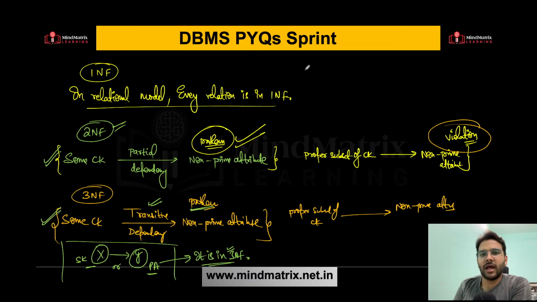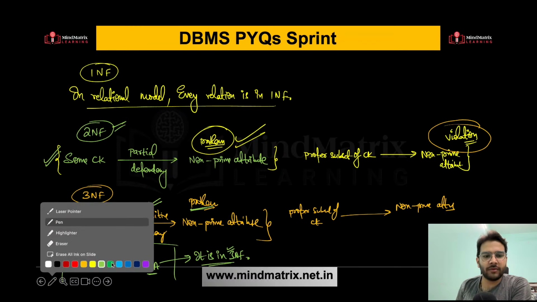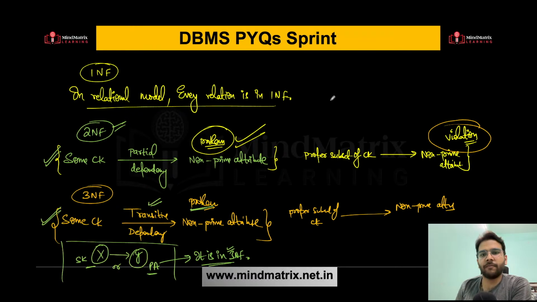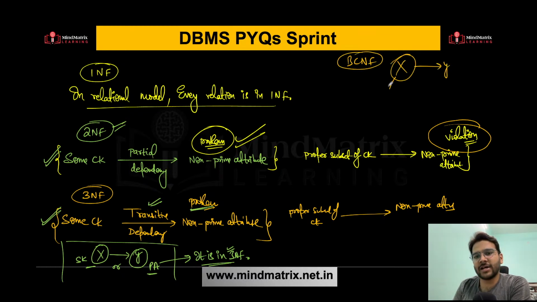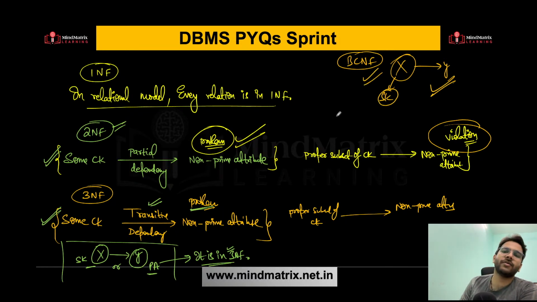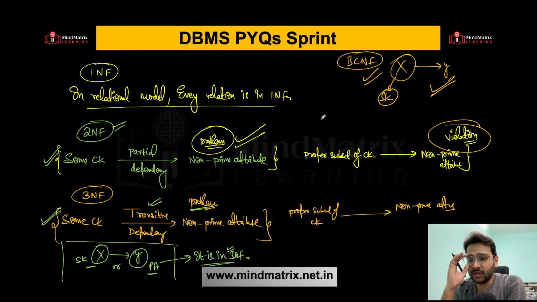Is this clear? And what about BCNF? What about BCNF now? In BCNF, it is very simple. If you have X determines Y, X has to be a super key. If this is the case, then it is in BCNF. Otherwise, no. Is this clear?